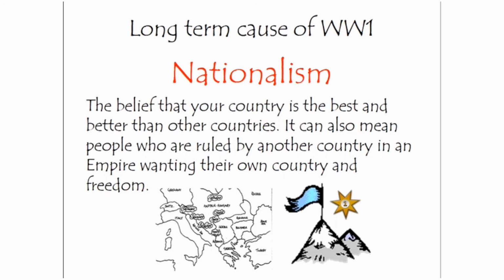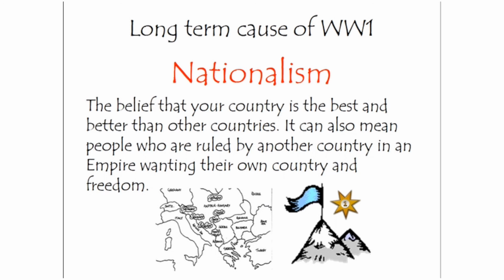The other reason nationalism was a cause is more of a short-term cause, and it was that Gavrilo Princip was a Serbian nationalist. He wanted to get rid of the Austro-Hungarian Empire out of Serbia, and when he shot the Archduke, he was doing it for nationalistic reasons, a pride in his country, wanting to unify it.